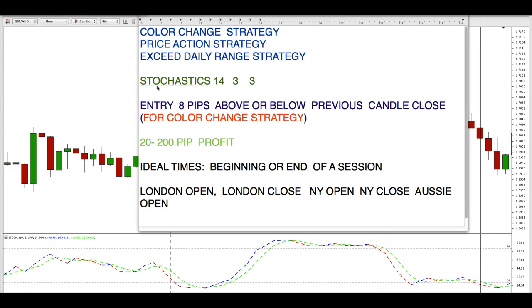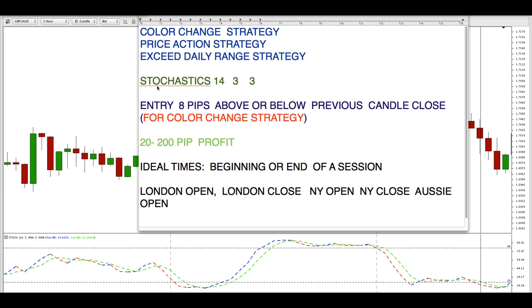three different strategies. Some of these strategies actually overlap. One is called color change strategy, the other is price action strategy, and what I like to call exceed daily range strategy. I use the Stochastics indicator for these strategies, a 14, 3, and 3.